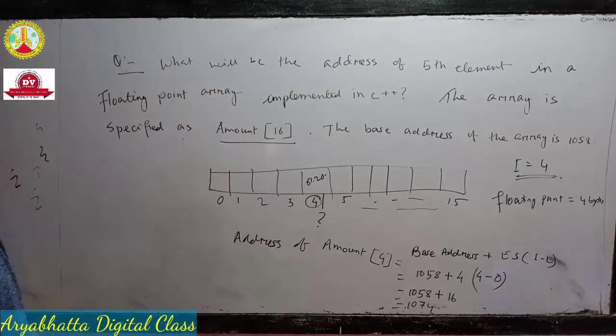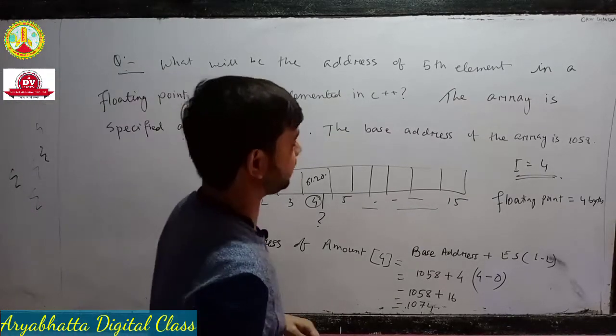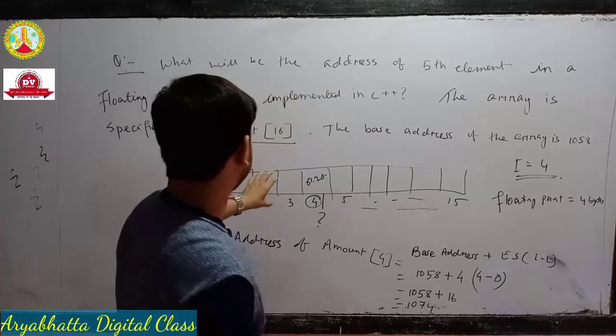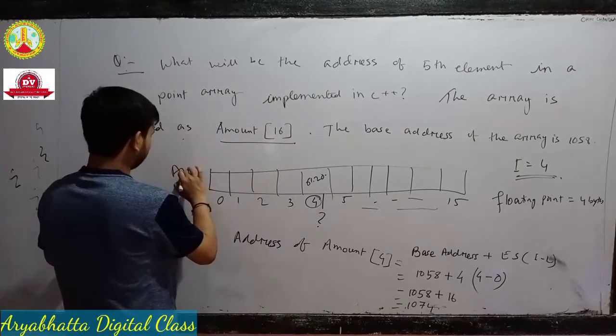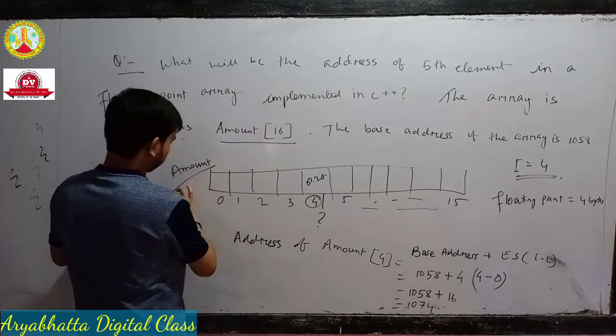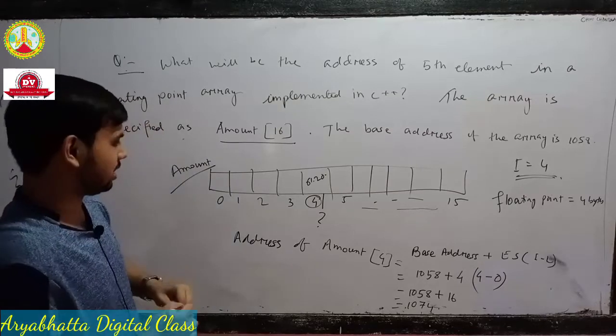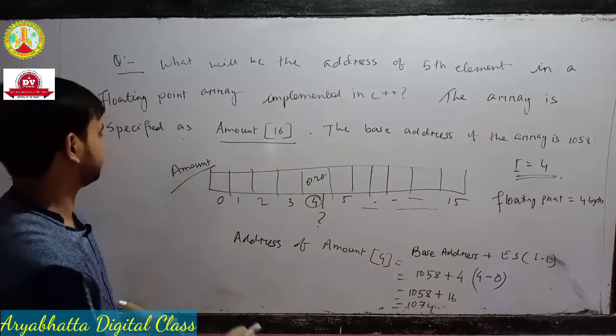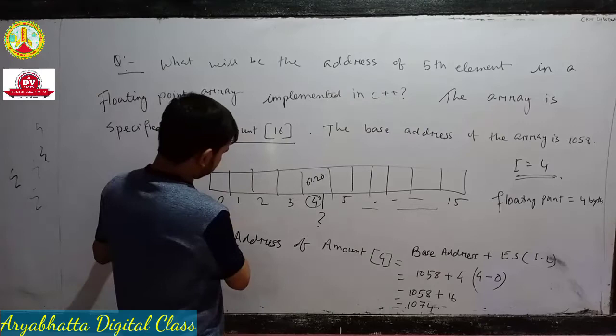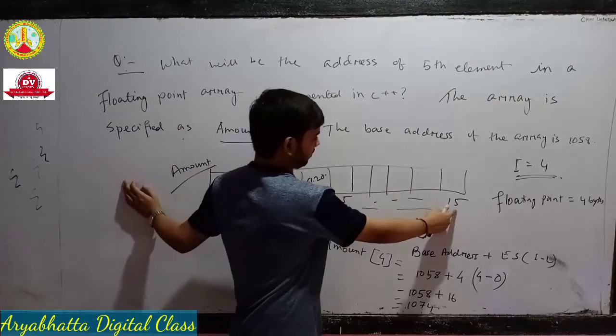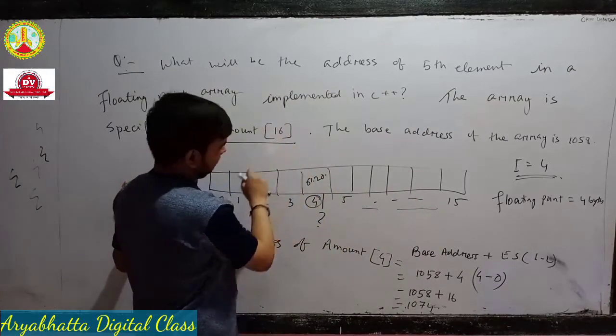Again I tell you. What will be the address of the fifth element in a floating point array? Suppose this is a floating point array, and the array name is amount. The diagram is not given in the book, so I show you this concept. From starting 0 it goes to 15, because there are 16 memory blocks.